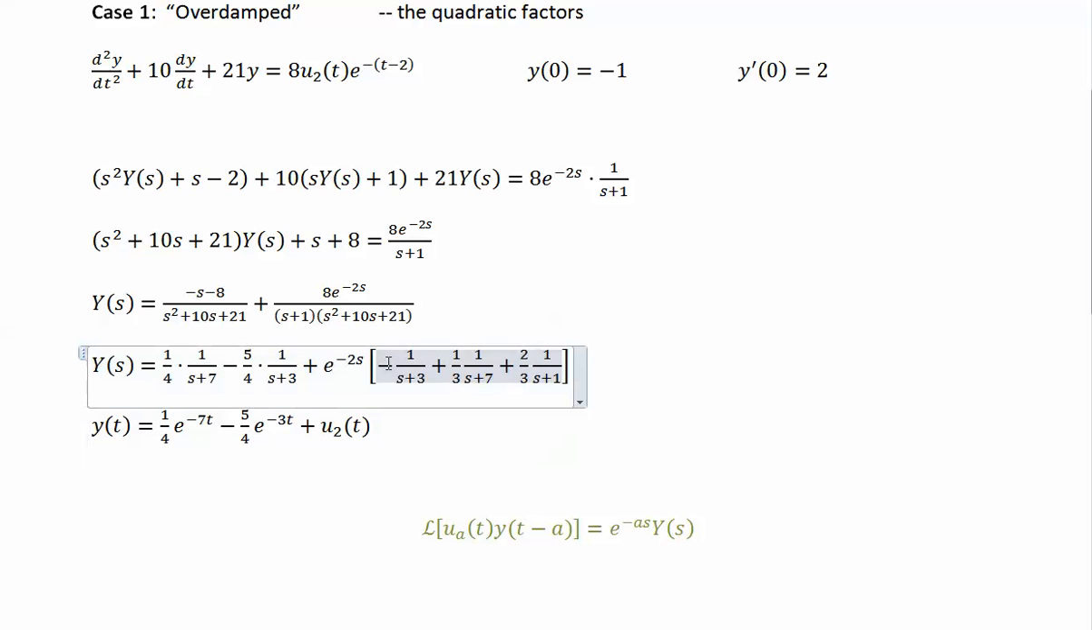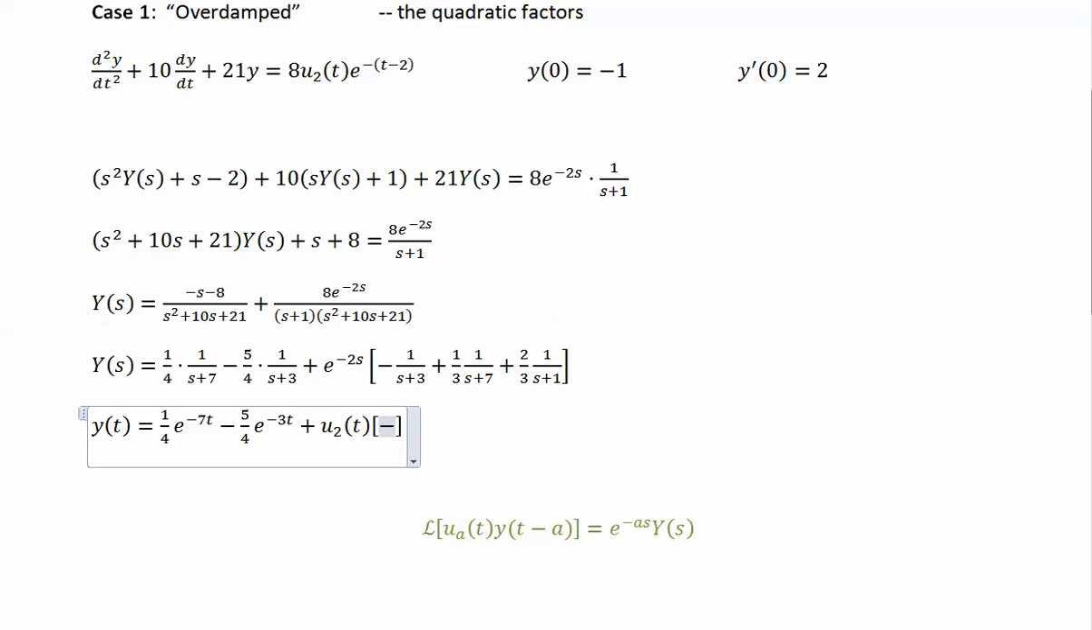And by the way, the U2 of t is going to be on each one of these terms, because the e to the minus 2s is on each one of these terms. So maybe I'll just keep the same sort of factored out version. The e to the minus 2s turns into that. And then what we want to do is figure out what the inverse Laplace transform of each of these is, but remember that it should also be shifted by, in this case, 2.